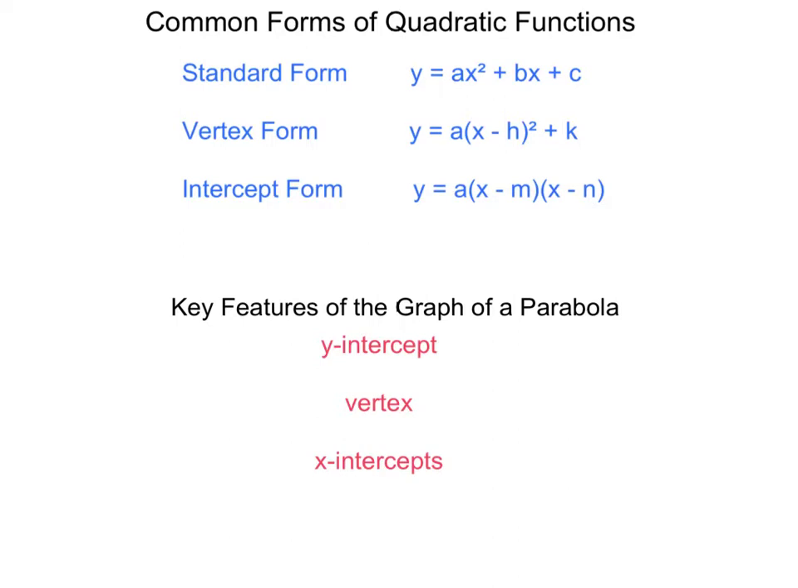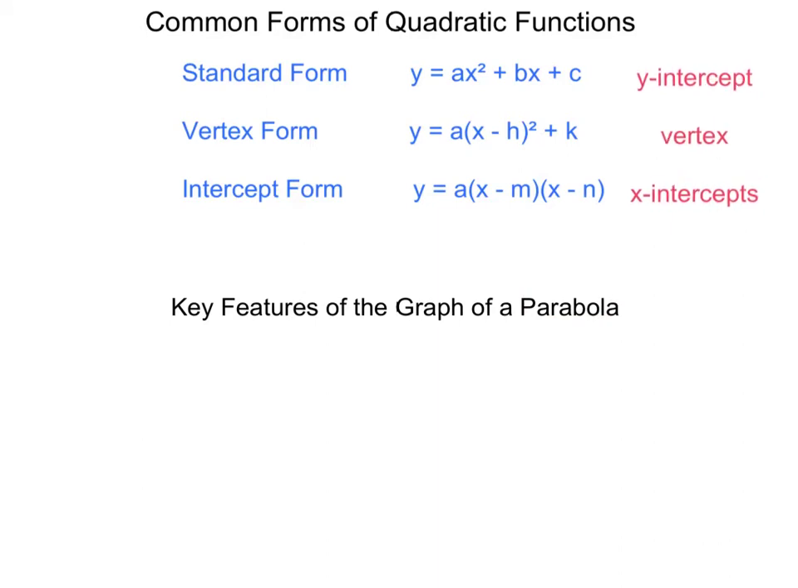What's neat about how I have this organized is that the value of each of these different forms is how easy it is to get these things. If I pick up these key features and put them here, what I intended to show you by this first slide is that the biggest benefit of the standard form is that it's incredibly easy to get the y-intercept. The main value of the vertex form is how easy it is to get the vertex. And the easiest thing for us to get out of intercept form are the x-intercepts.